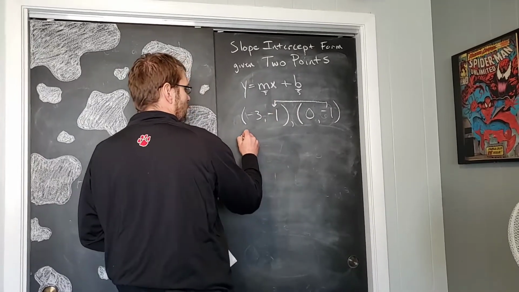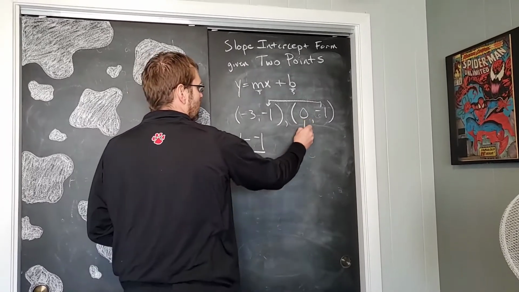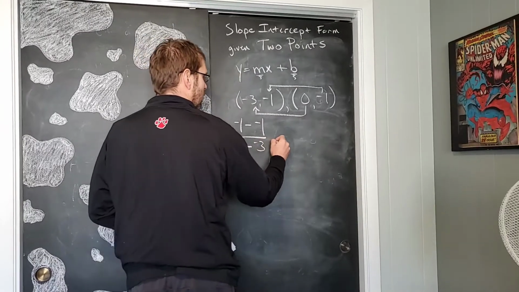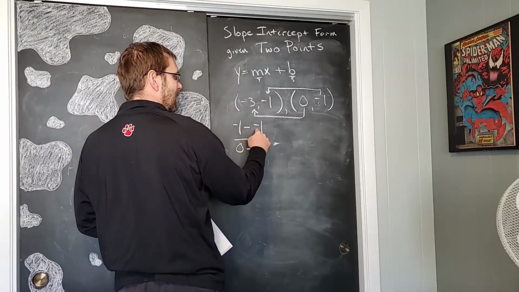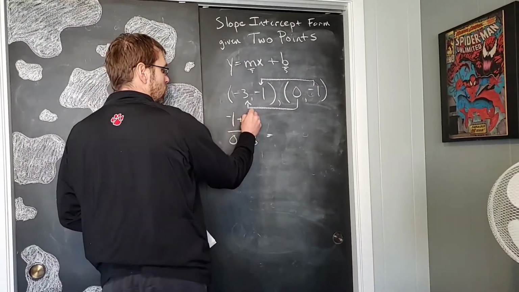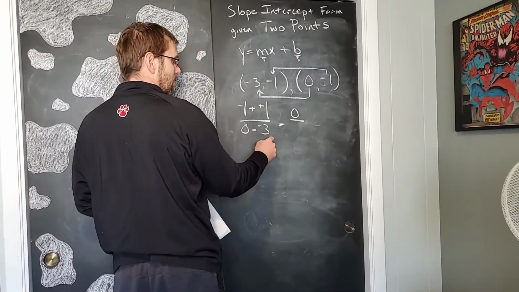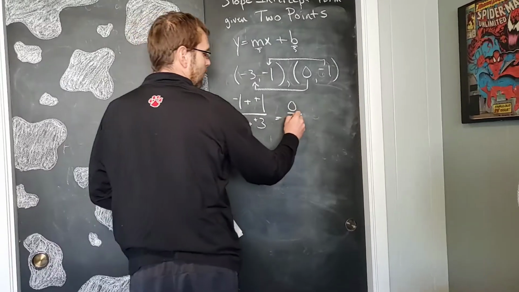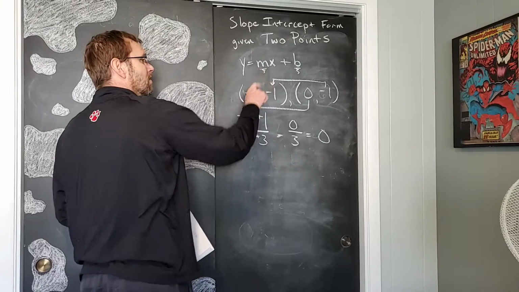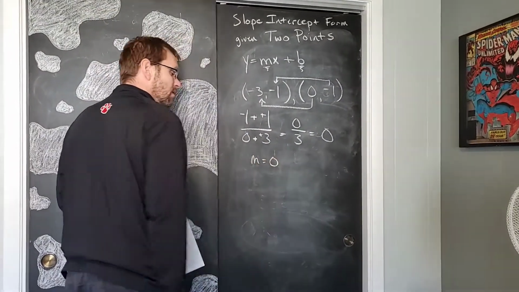Y minus y: negative 1 minus negative 1, over x minus x: 0 minus negative 3. So what I end up with is this minus this. Now you could do this in your calculator so you don't get it wrong. If you don't, remember to keep, change. And we end up with 0 on top, and 0 minus negative 3 is the same as 0 plus positive 3. 0 divided by 3 is just 0. So what that means is m is 0. So what I know is m is 0.